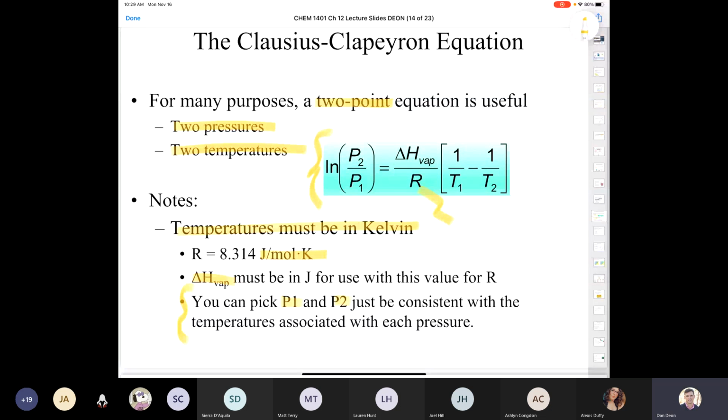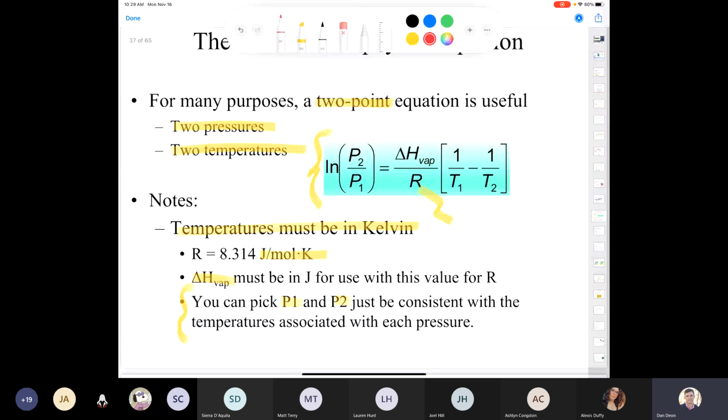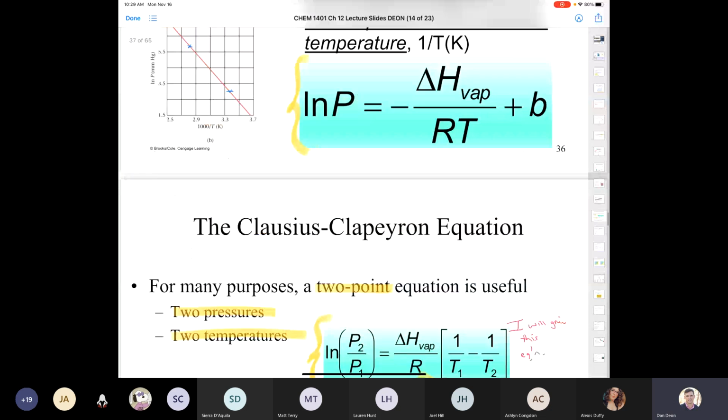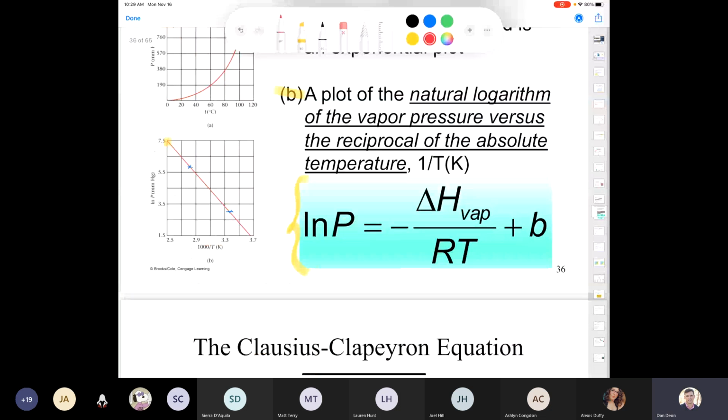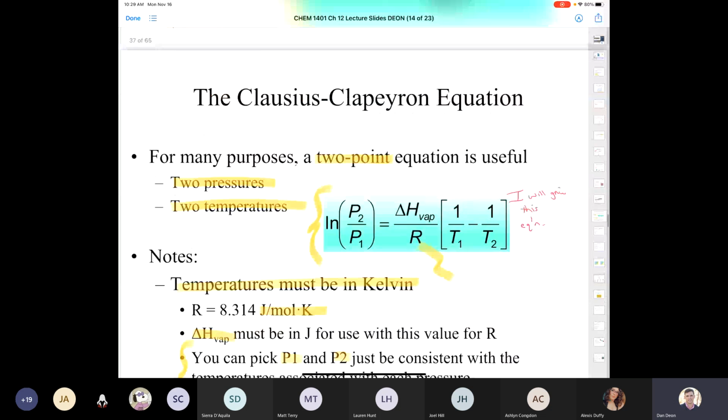This applies when you're reading your values directly from a graph. So again, for the third exam, I will provide this equation. I will give this equation. You don't have to memorize the Clausius-Clapeyron equation. If you want to try deriving it from this formula using two pressures and two temperatures, be my guest. No problem at all. We don't do that in this class.